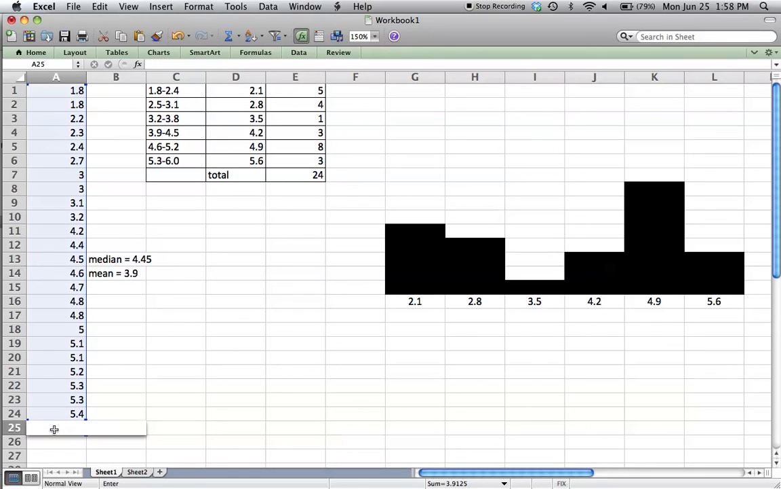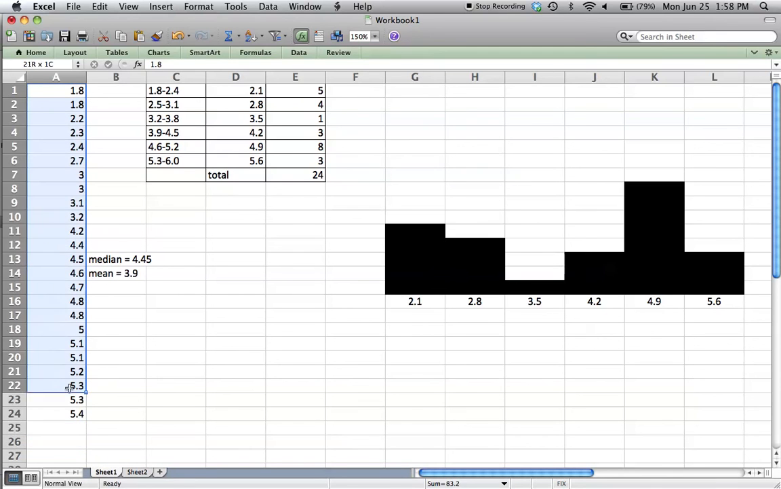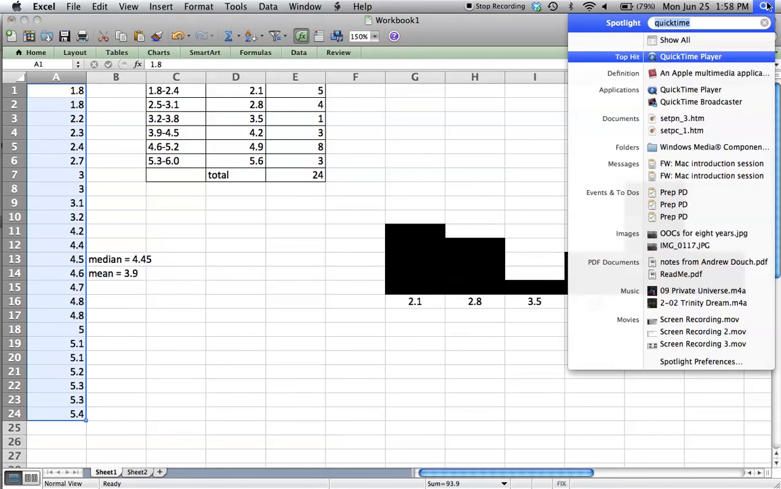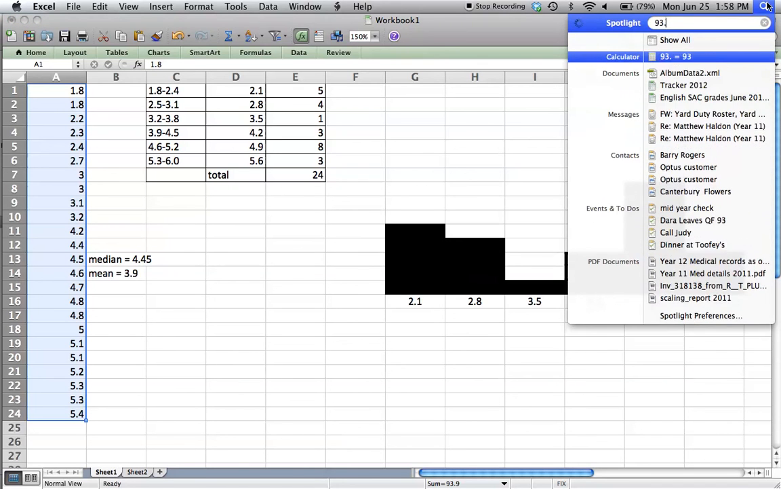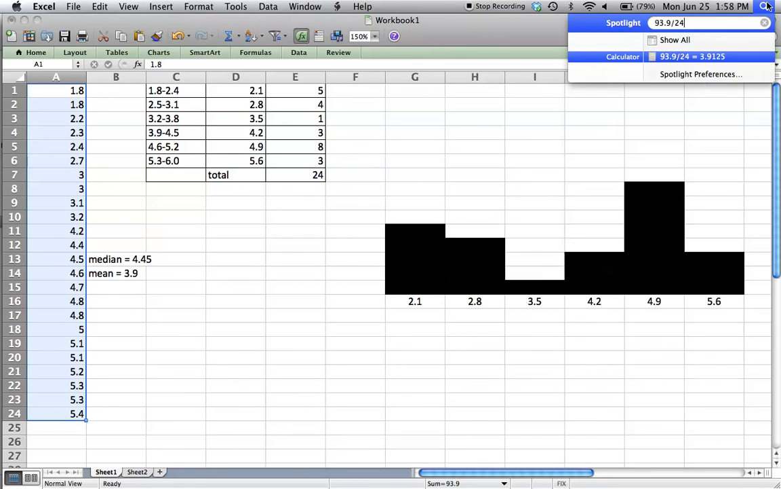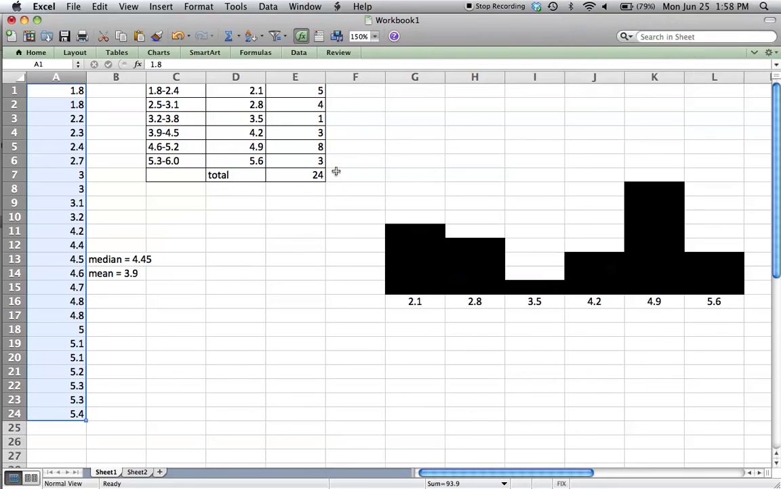Now, again, we will come to why in a while, but for the time being, let's satisfy ourselves that it is the sum divided by the number. So we'll add it all up. Now, the sum here I happen to know is 93.9, and the number of numbers is 24. So I'll go back into here and put 93.9 divided by 24, and I get that number again, 3.9. Okay, so we know that's correct.